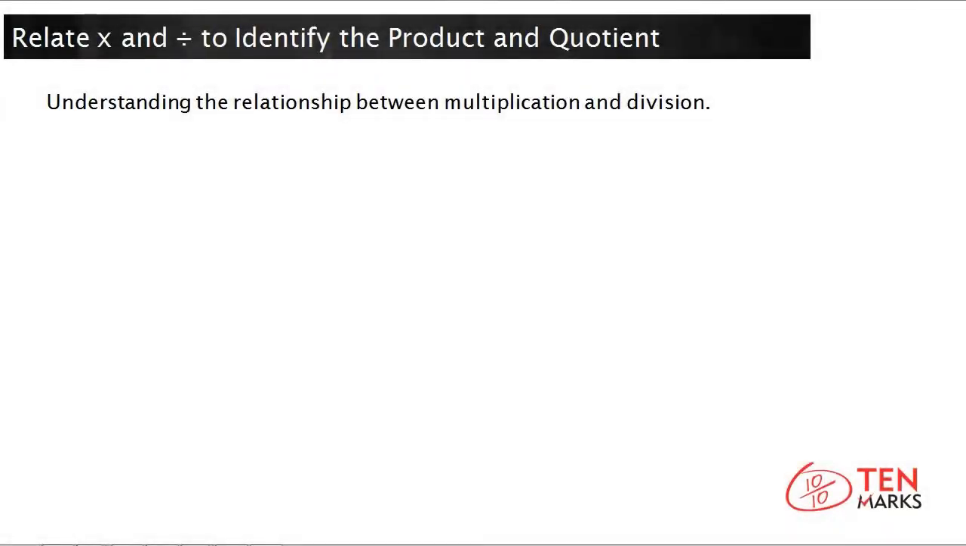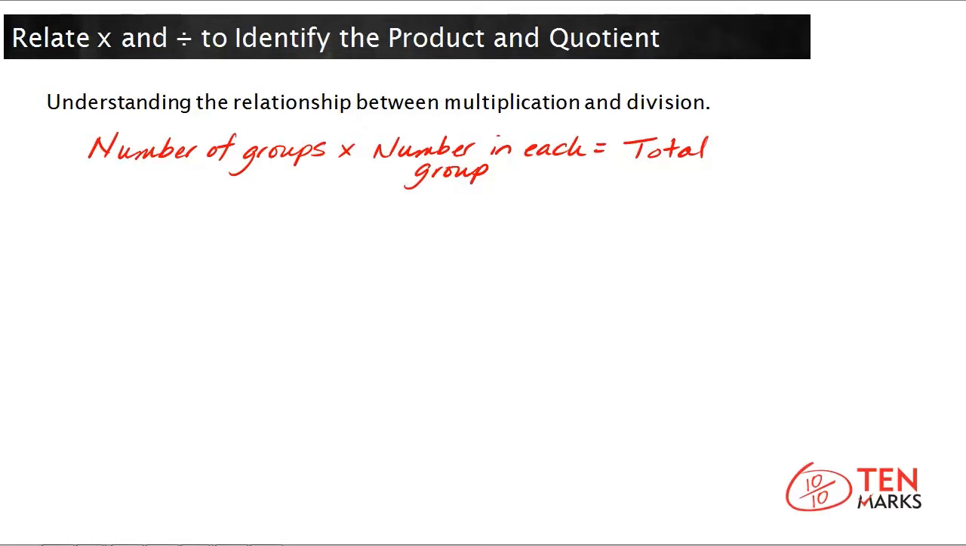In this lesson, you will learn more about the relationship between multiplication and division. Let's understand the relationship between these two operations before we try solving any problems. Multiplying means finding the total. If you know the number of groups and the number in each group, you multiply the numbers together to find the total in all. For example, 5 groups with 6 objects in each group is a total of 30 objects in all.